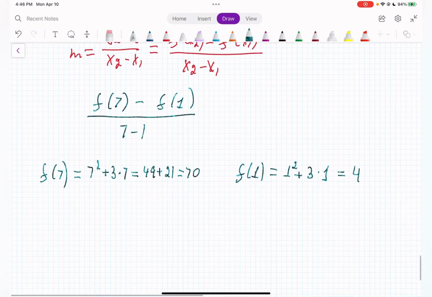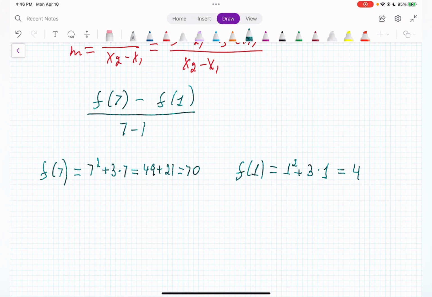So from here, what we are going to do, f of 7 is 70. I'm going to plug here, right? Result: 70 minus 4 and divided by 6. We get 66 divided by 6, and we are getting 11. Okay, let's plug.